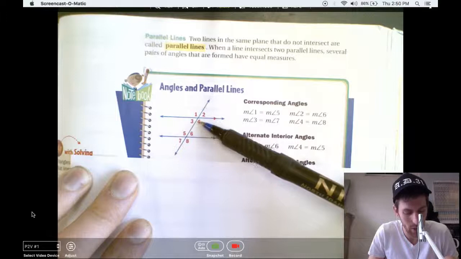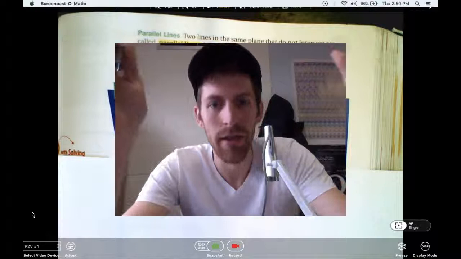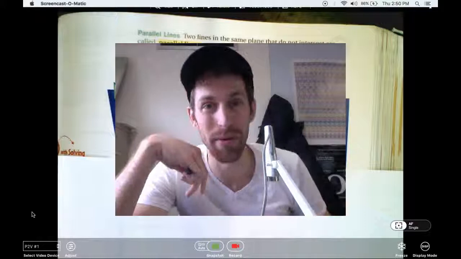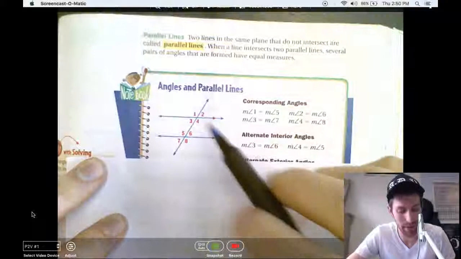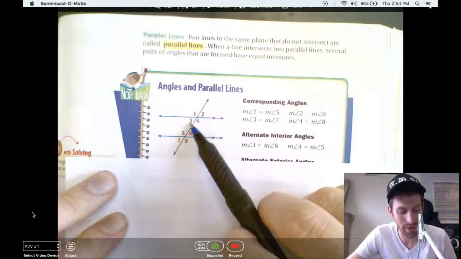Now there are all different words and terms and things going on in this one picture. For example, do you see any linear pairs? Every linear pair, by the way, is supplementary. Do you see any supplementary angles that add up to 180? Yeah, 1 and 3, 1 and 2, 2 and 4, 3 and 4, and oh, these pairs down here too.